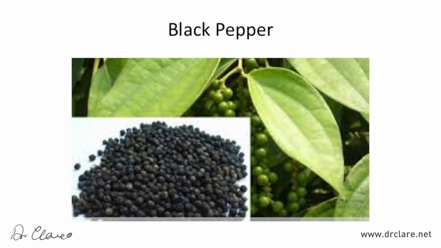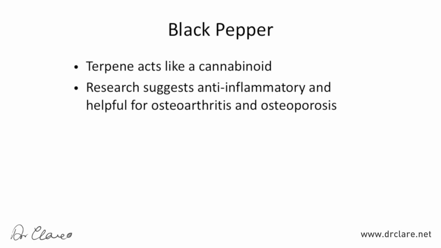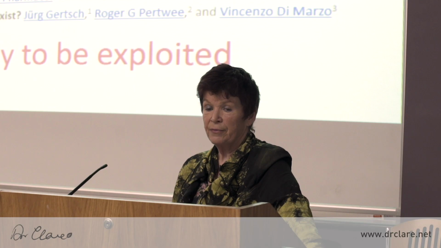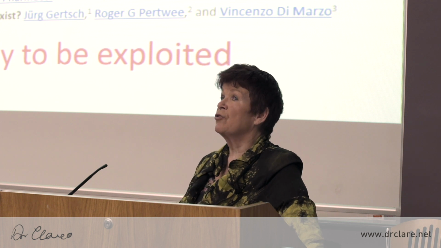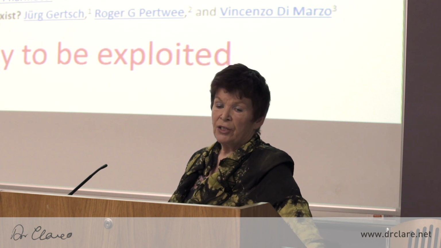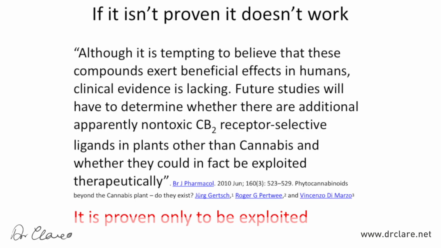Black pepper, lash it in with the turmeric, okay? The active ingredients are terpenes. They act like a cannabinoid. Research suggests anti-inflammatory and helpful for osteoporosis and osteoarthritis. Now, there's a few slides I put in detail because they illustrate points. So this one is, although it's tempting to believe that these compounds exert beneficial effects in humans, clinical evidence is lacking.